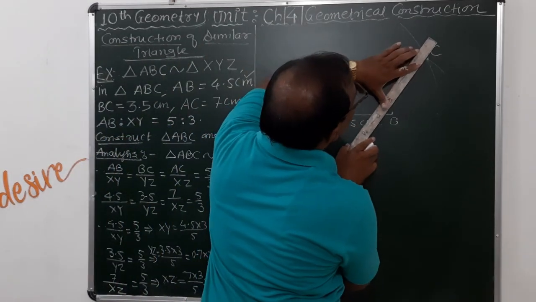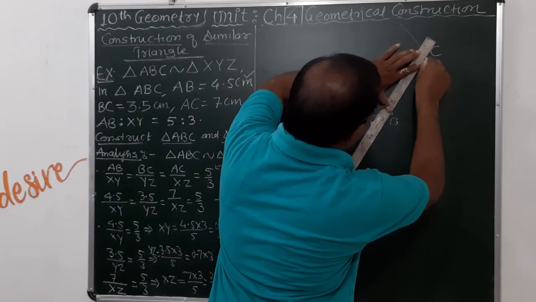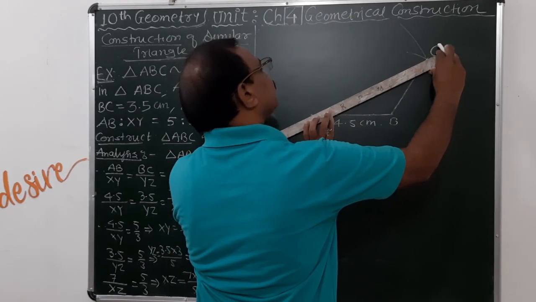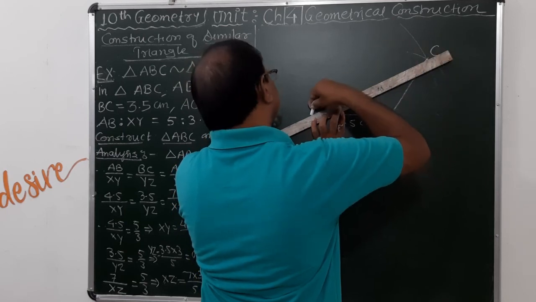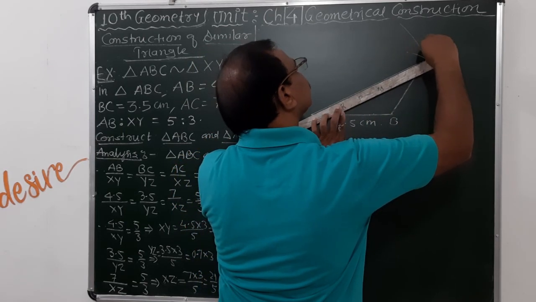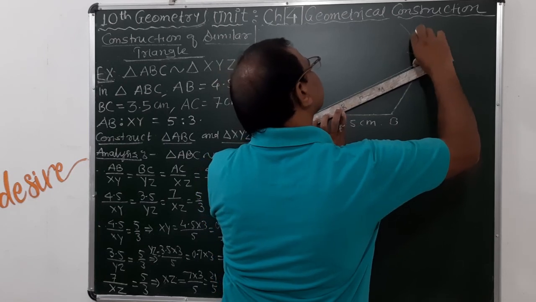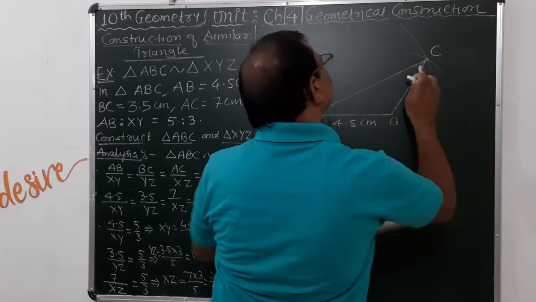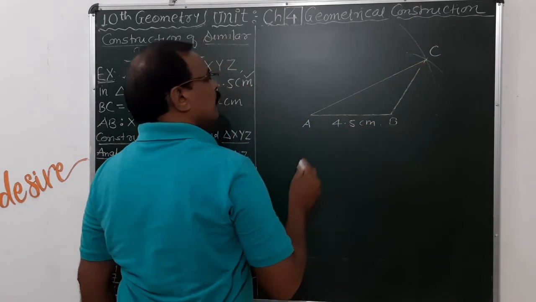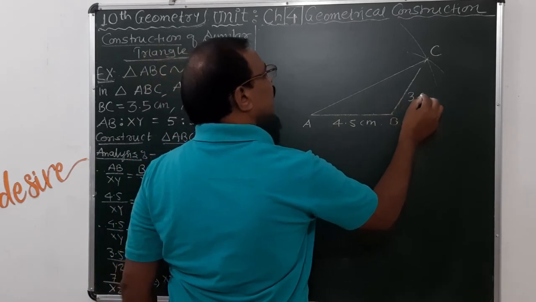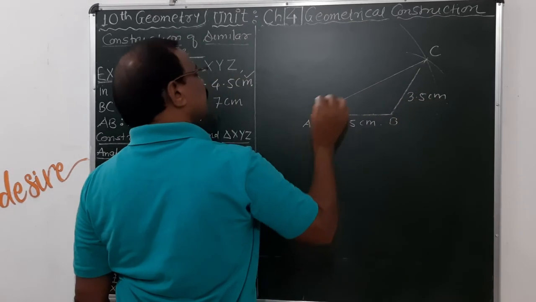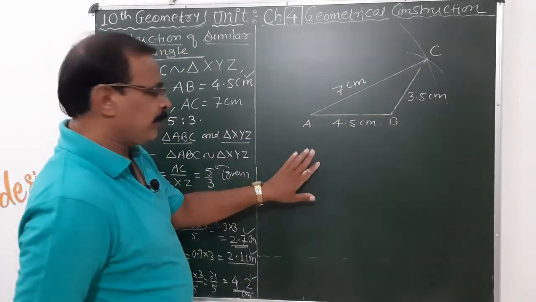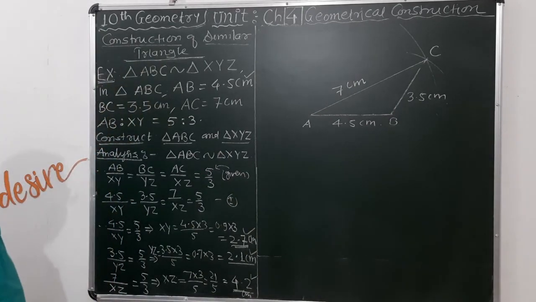Join BC and AC, A to C here. So this is your 3.5 centimeter BC distance, and AC is nothing but 7 centimeters. So this is your triangle ABC here. Now draw triangle XYZ here.